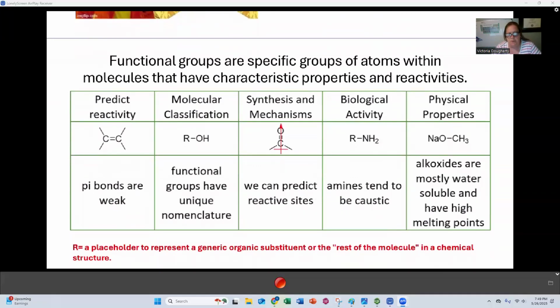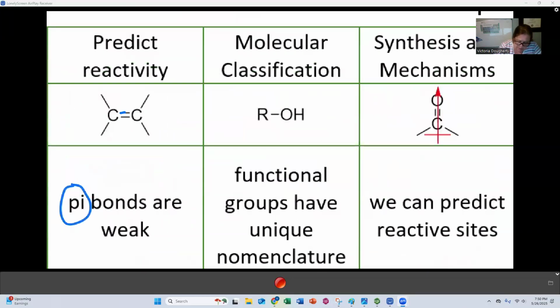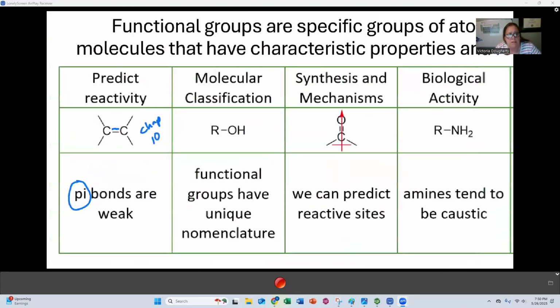Okay. All right. So we have a bunch of different functional groups in organic chemistry. Okay. But we're only going to talk about a few here, but we're going to focus on the most basic of all the functional groups. And all they are is just a specific group of atoms within a molecule that have characteristic properties and reactivities. All right. Different types of functionalities that you're going to see this semester allow us to predict what type of reactivity that we're going to have. So we're going to have a pi bond here. And so this is chapter 9. I'm sorry, chapter 10 is where we're going to talk about the reactivities of these types of functional groups.